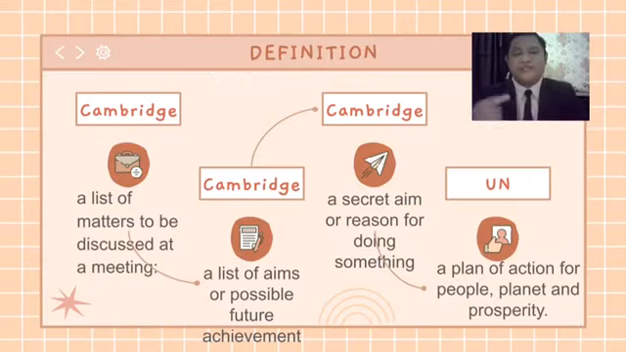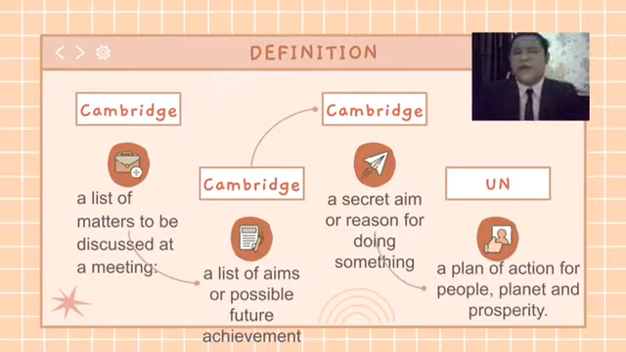The first of which defines agenda as a list of matters to be discussed at a meeting. Now, a list of matters could be anything from a to-do list to a list of possible activities for a future event, for example. Next, the second definition of agenda that I have come across in Cambridge Dictionary is a list of aims or possible future achievements.